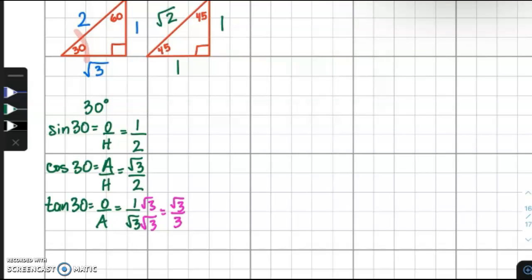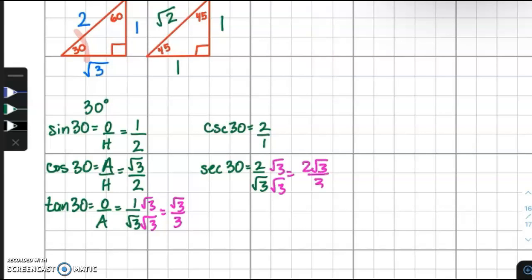Then you do your reciprocal functions. So cosecant of 30, you take the sine and you flip it. So 2 over 1, which is 2. Secant of 30 is cosine flipped, so it's going to be 2 over radical 3. And we need to move the radical out of the denominator. So multiply by radical 3, and you get 2 rad 3 over 3.